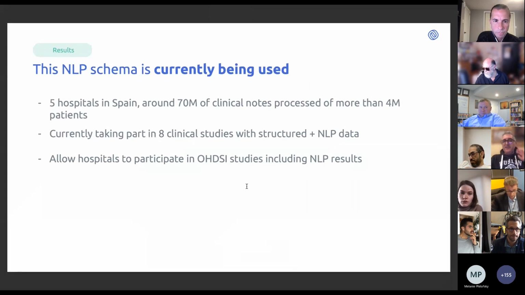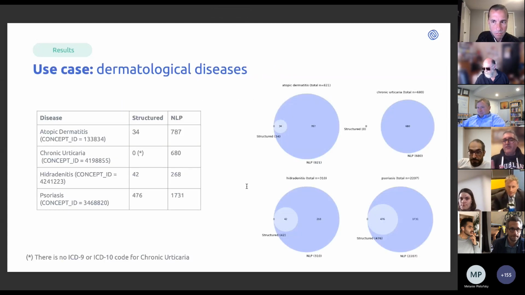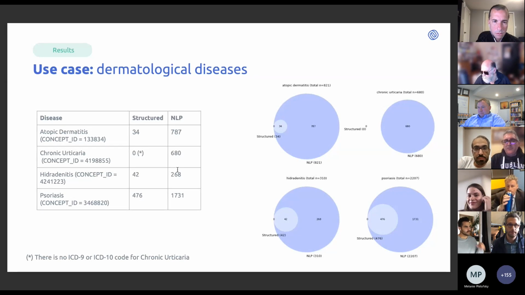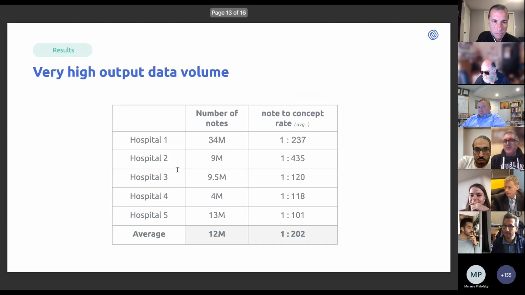Okay, we are currently using this in 5 hospitals. We have more than 70 million clinical notes processed. Just to give you an example of how this improves on just using structured data, this is an example from a dermatology study. From the structured data, we would find around 500 patients, and then we have up to 3,000 patients for a given cohort that we extract just from the NLP data. This implies a big data volume. For every note, we can extract up to 200 concepts on average, so the amount of data increases enormously.